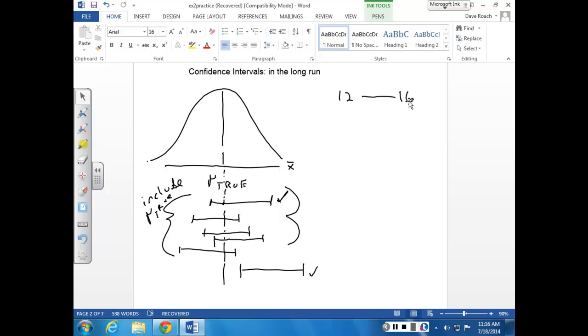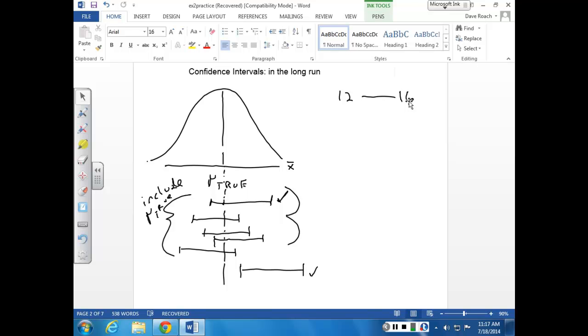So the true question would be something like this. If I drew many samples, 95% of the intervals will include the true population mean. So it's not about one interval, it's about a collection of many intervals. So how about this one? In a collection of many intervals, let's say an infinite number even, there is a 5% chance that the interval will not include the sample mean.